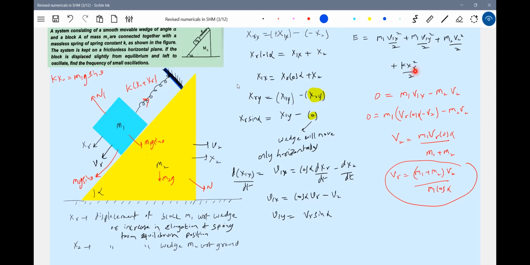After this, what to do with this? If I differentiate, what do I end up with? dxr by dt. dxr by dt is nothing but vr, no? If you want, you replace this xr by x1y by sine alpha. The problem will become very simple. Then you differentiate, where dx1y by dt will become v1y. Hope everyone is able to understand this one.